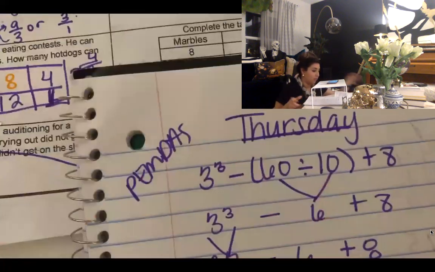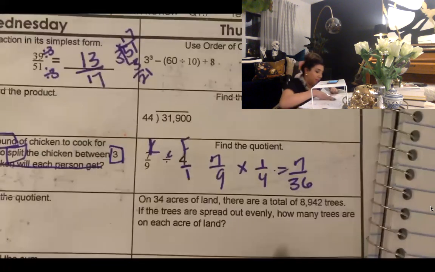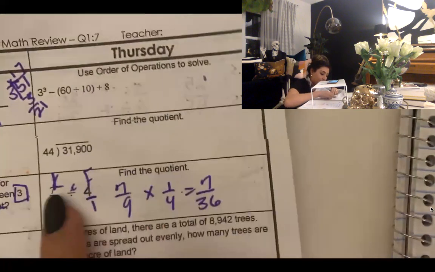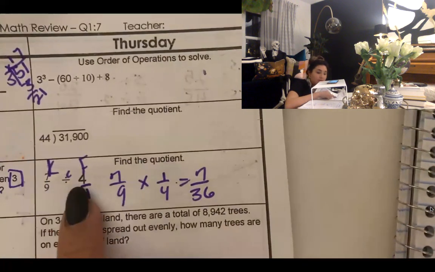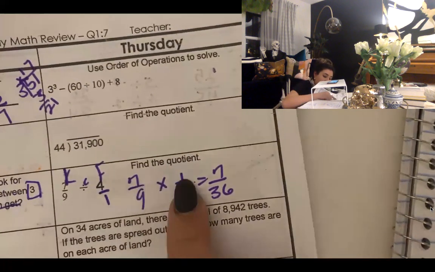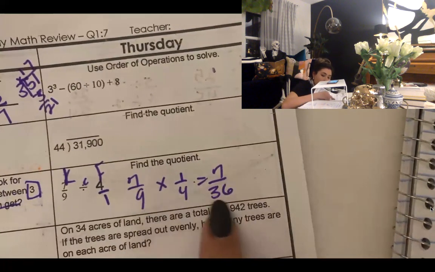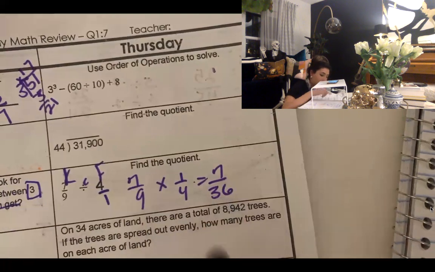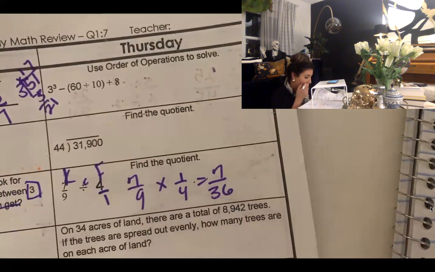Finding the quotient, I was able to squeeze this one on my paper. 7/9 divided by 4 over 1. Remember that second one, you just flip. So 7 times 1 brings me 7. 9 times 4 brings me 36. I cannot reduce that any further.